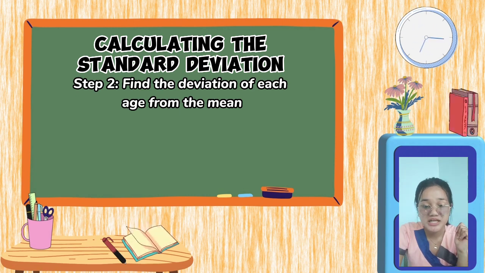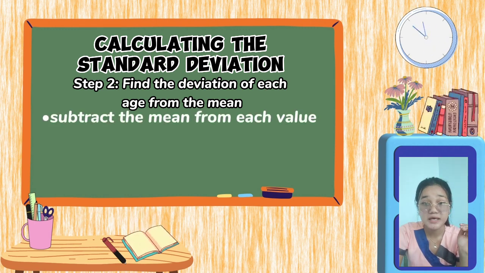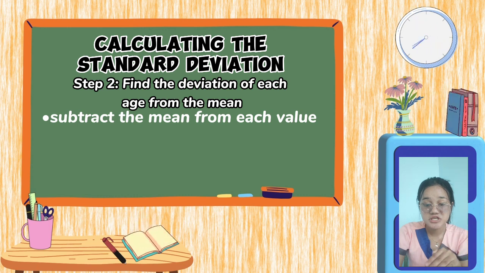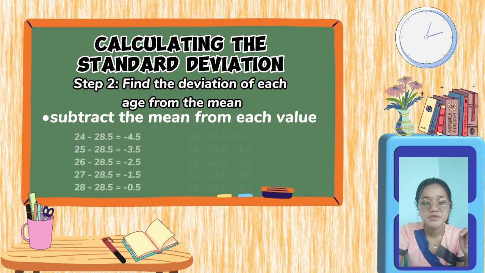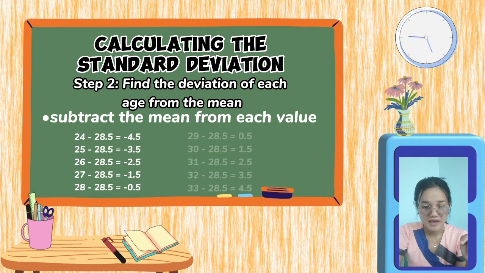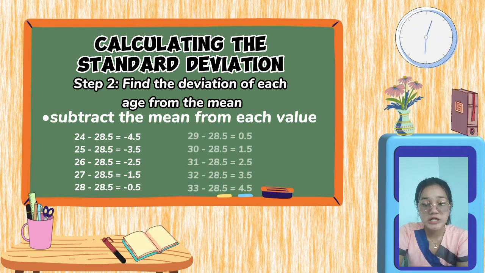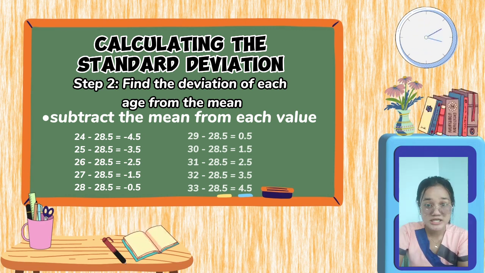Now let's move on to step 2. It requires us to find the deviation of each age from the mean. To do this, we subtract the mean from each value. Let's calculate the deviations for each age. For 24, the deviation is 24 minus 28.5 equals negative 4.5. For 25, the deviation is 25 minus 28.5 equals negative 3.5. Then, continuing this process for all ages, we find the deviations as follows.